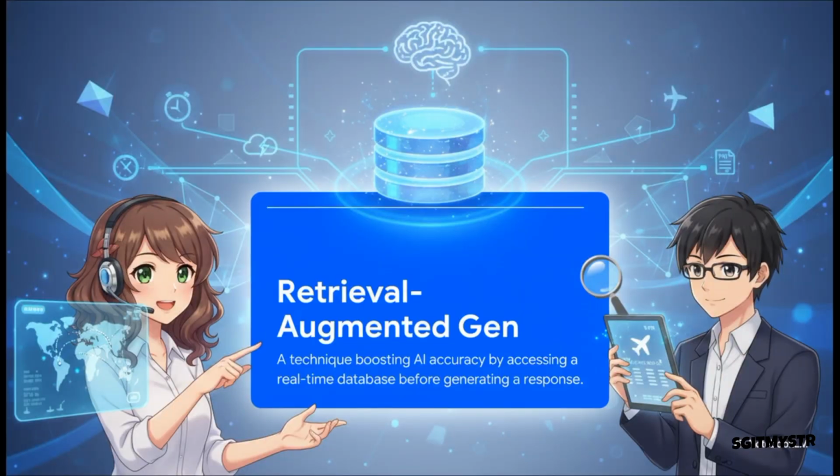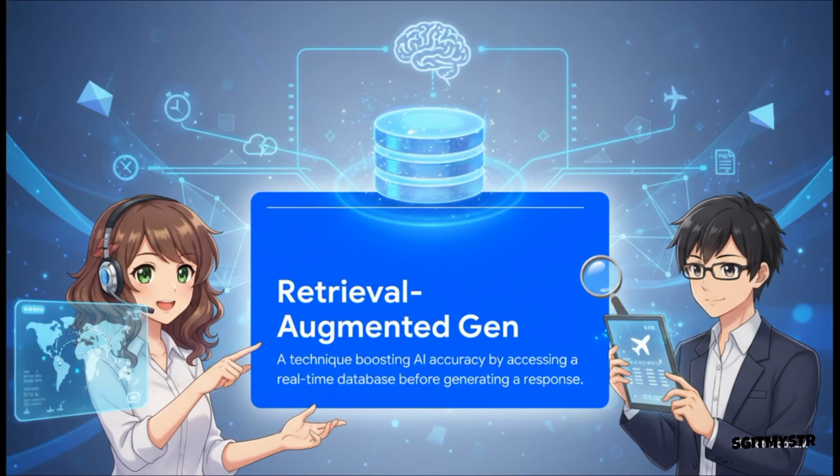And that brings us to our definition. Retrieval-Augmented Generation, or RAG for short, isn't actually a standalone AI model, it's a technique. It allows your AI to retrieve context from a specific database right before it generates its response. This makes the AI deeply context-aware.